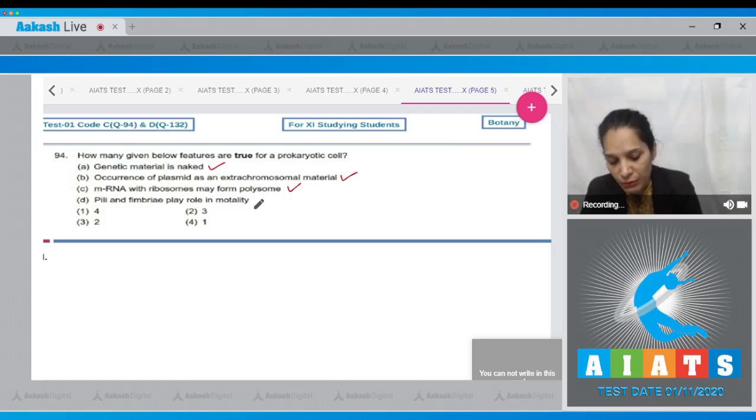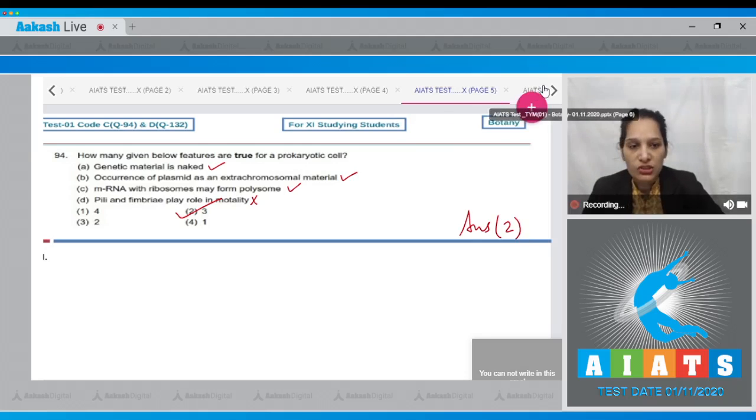No, pili and fimbriae, they are the surface structures in bacteria, but they do not play role in motility. Flagella play role in motility. So how many of them are correct? 3. So the correct option for the given question is option number 2. Let's move to the next question.